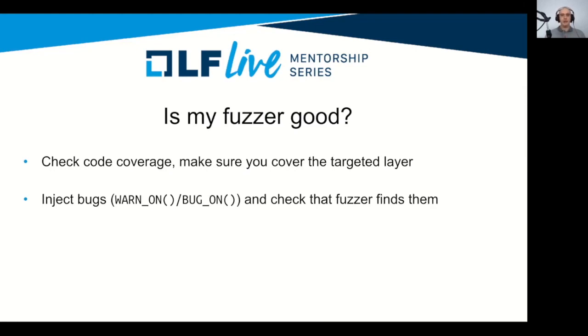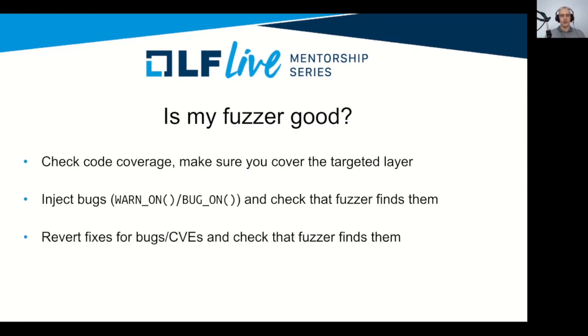Then you can actually inject bugs into the code that you're trying to fuzz and check that the fuzzer finds them. Or you can revert fixes for certain bugs or CVEs and also make sure that your fuzzer finds them. This is in case your fuzzer does not find any real bugs, just make sure that it can find at least injected bugs or the bugs that were in this code previously.